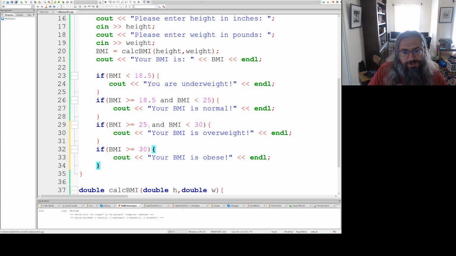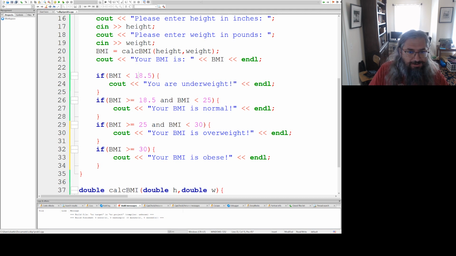So I have if BMI is greater than 25, less than 30, and then I have if the BMI is greater than or equal to 30, your BMI is obese. The reason I say we want to clean up our if statements a little bit is notice that we have 4 things that can happen, right? We can print out one of these 4 messages. But we're actually asking 6 questions.